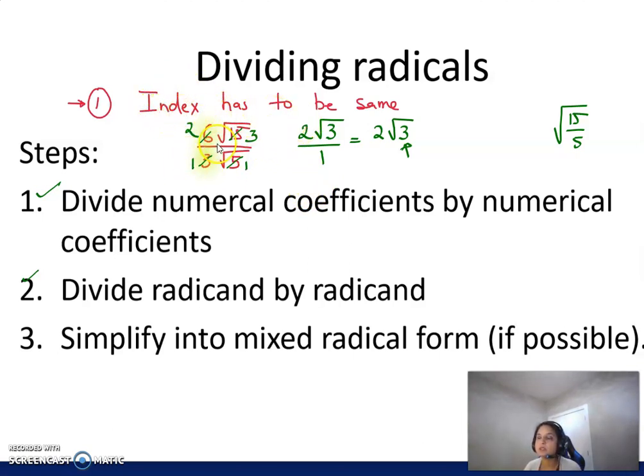If this question was given to us with a different index, let's say a square root, this we could not do, because this is a cube root and this is a square root. If you have different indexes, we cannot reduce those. That means we cannot divide them.